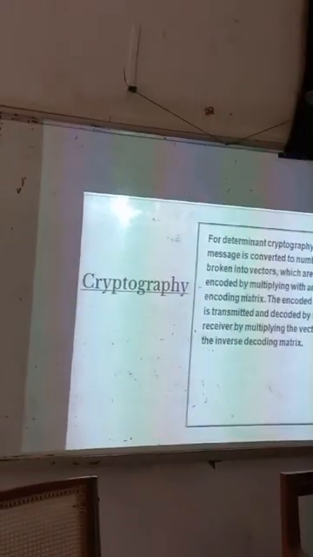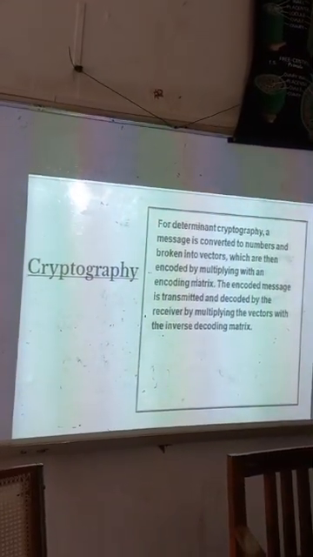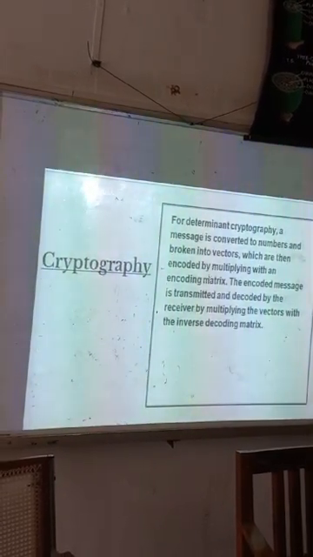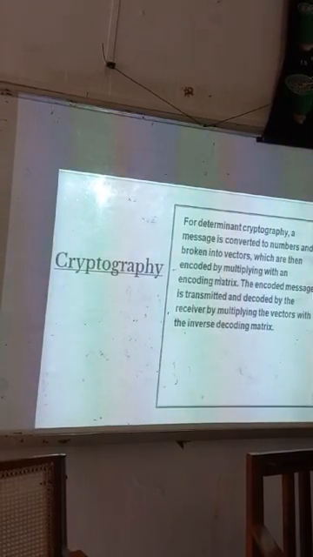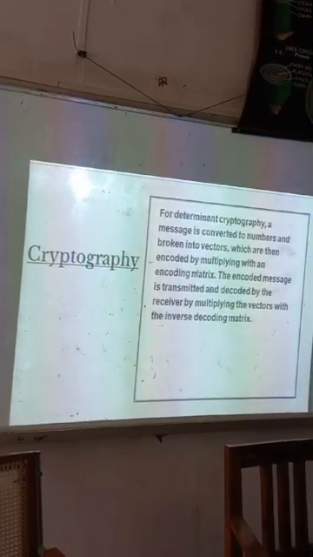Next is cryptography. In determinant cryptography, a message is converted to numbers and broken into vectors, which are then encoded by multiplying with an encoding matrix. The encoded message is transmitted and decoded by the receiver by multiplying the vectors with the inverse decoding matrix.